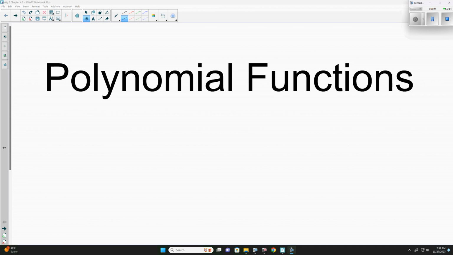But what we're coming back to is polynomial functions, chapter 4. So this is kind of extending from our chapter 3, our quadratics, because quadratics are a type of polynomial function, but we're going to be talking about more than those: higher degree polynomial functions. So equations that have variables with exponents bigger than 2.